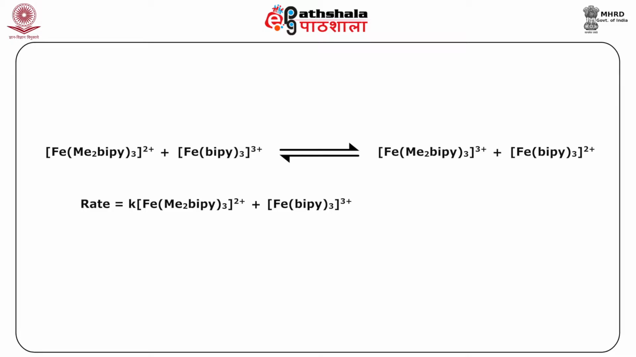So the rate of reaction is dependent on the moieties Fe(substituted bipyridyl)3 2+ plus Fe(bipyridyl)3 3+, meaning it is dependent upon both the reactants which are undergoing the electron transfer process.